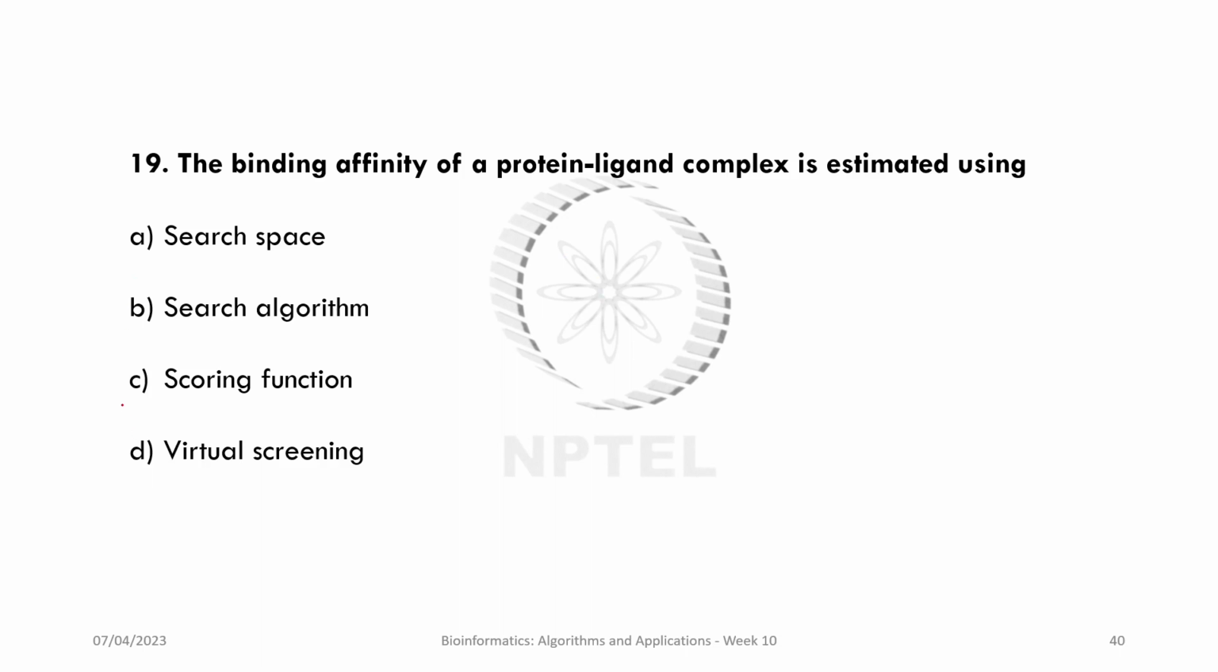So the answer is definitely scoring function, right? The binding affinity. Scoring functions are often used to determine how the affinity differs in different complexes, or which is better. It cannot be estimated using a search space or a search algorithm or virtual screening, but a scoring function helps estimate the binding affinity of a protein ligand complex. So, straightforward option C.